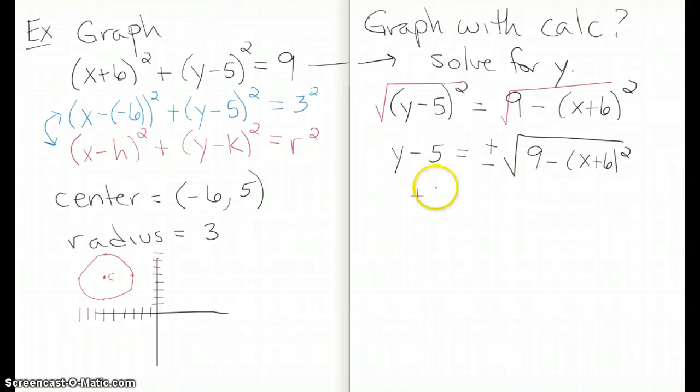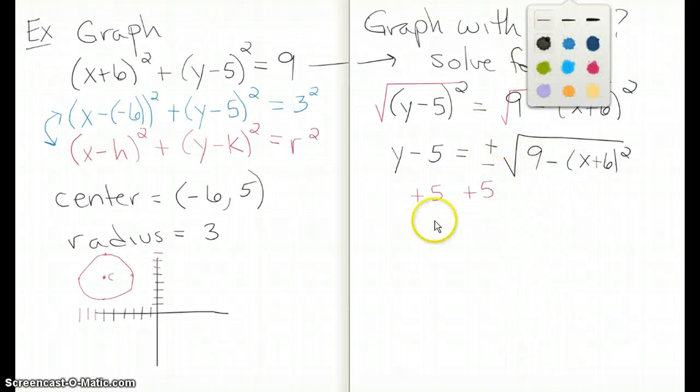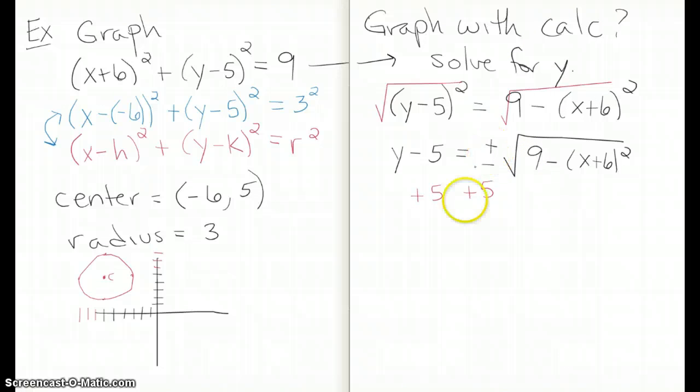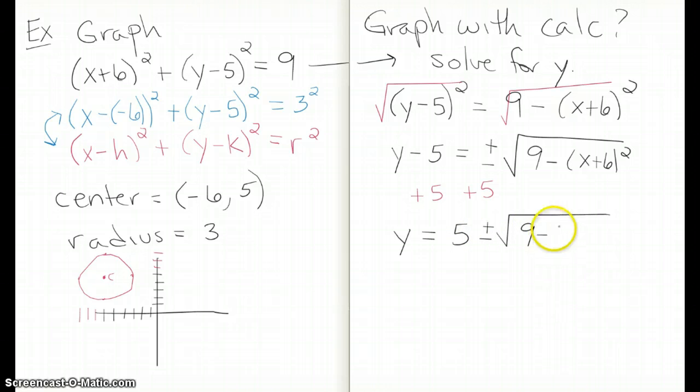So I'm going to add 5 to both sides. But I can't add that 5 inside the radical, because it can't just jump in there. It has to be out front of the radical, just being added to the radical. So I get 5 plus or minus the square root of 9 − (x + 6)².